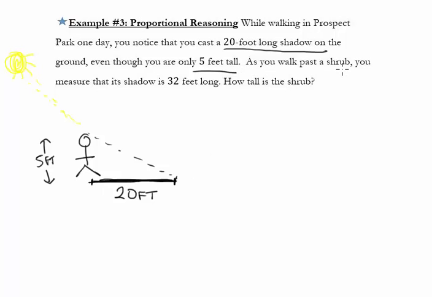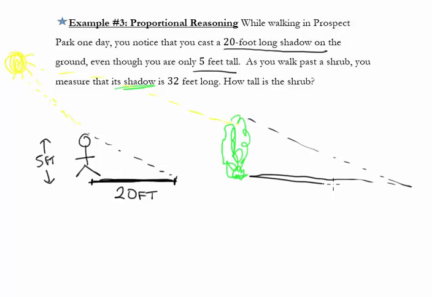And the question is, as you walk past a shrub, which is nothing more than a bush, right? Here's our little shrub. You measure that its shadow is 32 feet long. So we can imagine that the sun is also shining on the shrub, making this shadow right here on the ground, and this one is 32 feet. Question is, how tall is the shrub? They're asking basically, what is x? How tall is this thing?